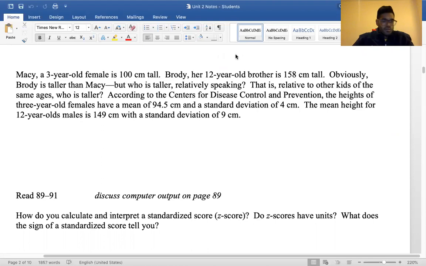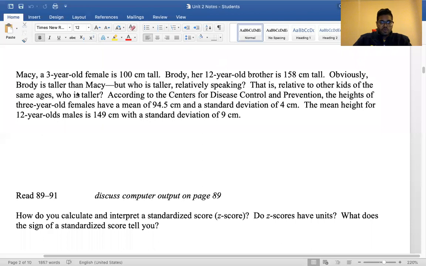So we have a problem here. Macy is a 3-year-old female who's 100 centimeters tall. Brody, her 12-year-old brother, is 158 centimeters tall. Obviously, Brody is taller than Macy, but who is taller relatively speaking, that is, relative to the other kids of the same ages? According to the CDC, the heights of 3-year-old females have a mean of 94.5 and a standard deviation of 4. The mean height of 12-year-old males is 149 with a standard deviation of 9.